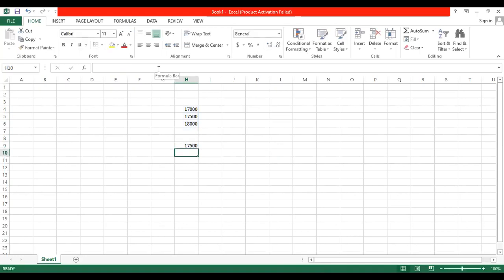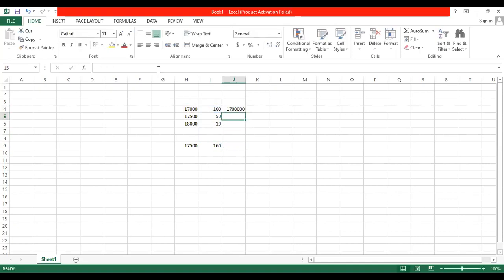Average is 17,500. Let's put in a weight to it, or let's put in the number of lots it has traded, the volume it has traded. Say on 17,000 it traded 100 lots. On 17,500 it traded 50 lots, and at 18,000 it traded 10 lots. So cumulatively it has traded 160 lots. Now how the average will differ, we'll see.